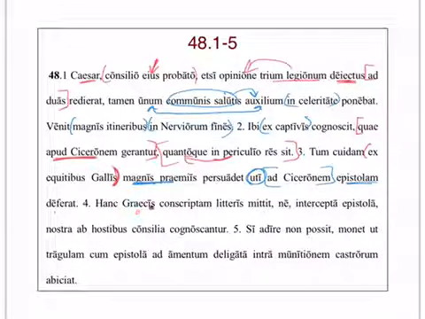Hanc Graecis conscriptam litteris mittit, ne intercepta epistola nostra ab hostibus consilia cognoscantur. Okay, hanc conscriptam is referring to this little note, and it's written in Greek. This note is accusative, and Caesar is the subject of this verb mittit. He sends this thing written in Greek.